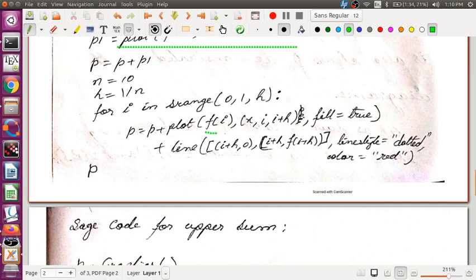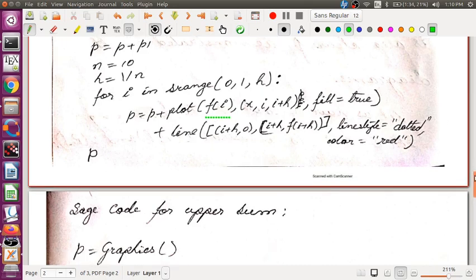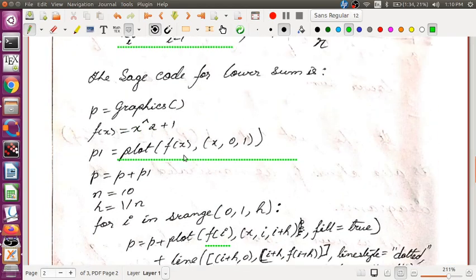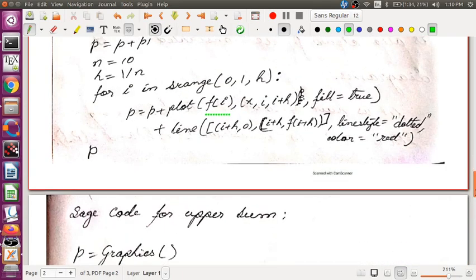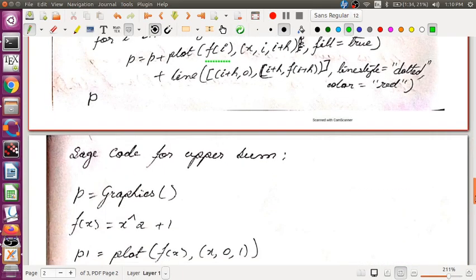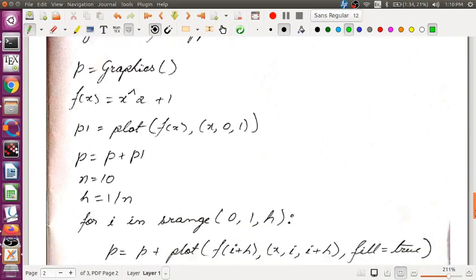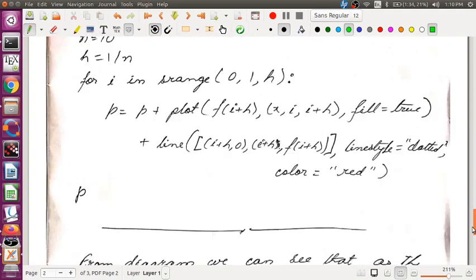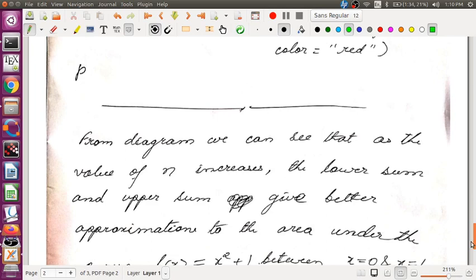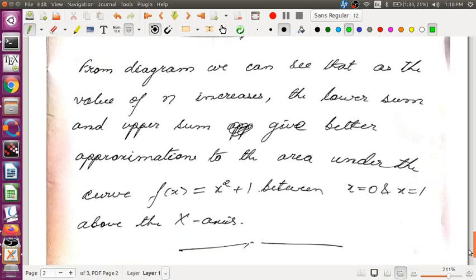So we are plotting this. The function is constant function y equal to f of i. We just need to plot the rectangles. So that is what we are plotting. And the function is already plotted in this particular command. So we are plotting the rectangles, and then similarly for upper sum, this is the code. I'll show you in the Sage Math software itself. So let us have a look in this Sage Math software.